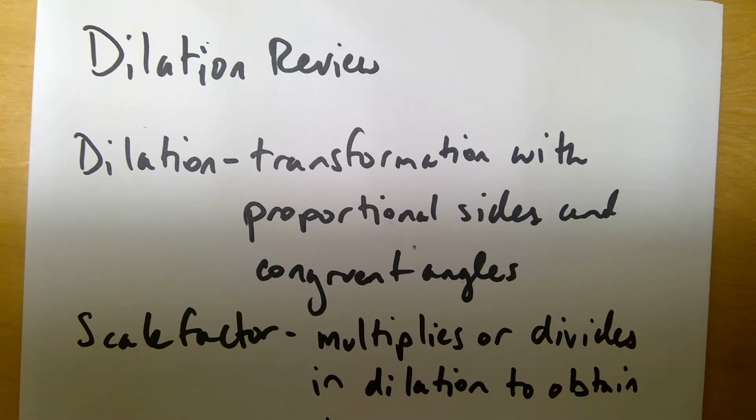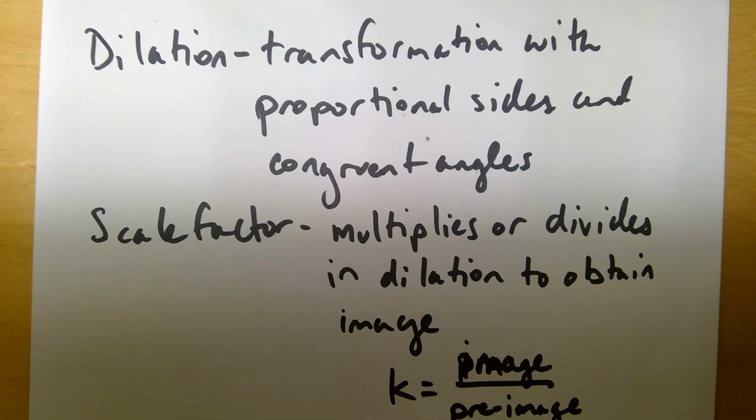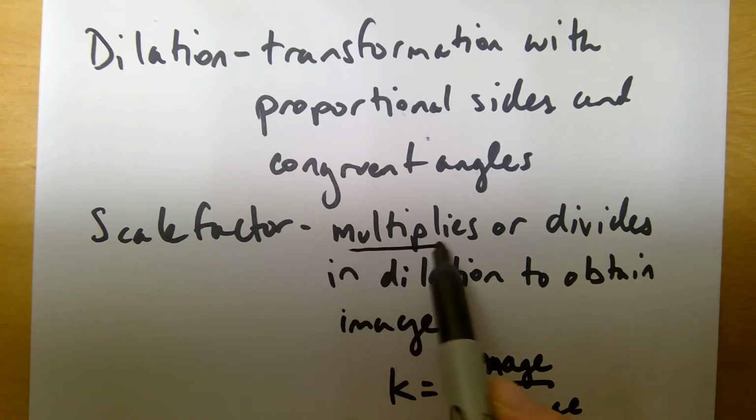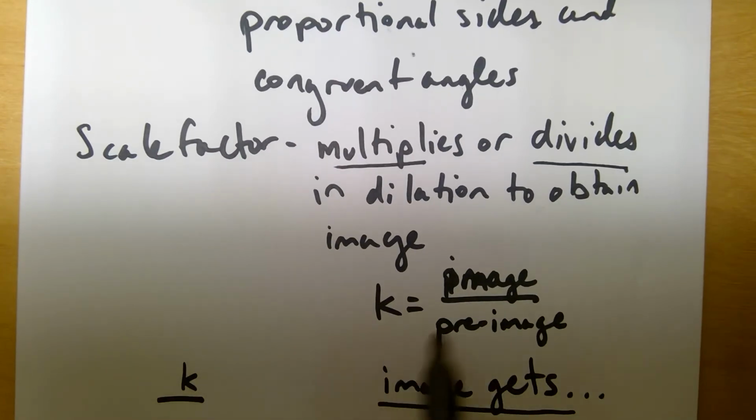And if you recall, that deals with similarity, which we'll talk about later. The scale factor multiplies or divides in a dilation to obtain the image. Now we can't emphasize enough, it multiplies or divides. It's not going to do something else, it will multiply or divide. It cannot add or subtract. The scale factor multiplies or divides. Okay? And the formula for K is image over pre-image.